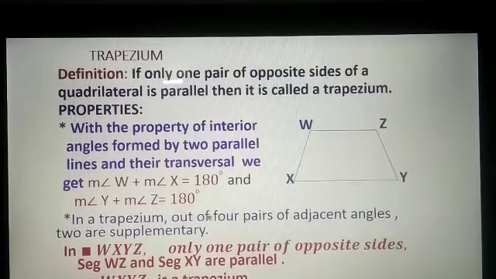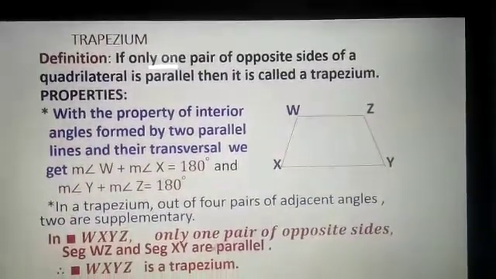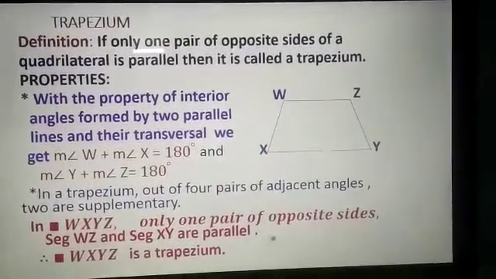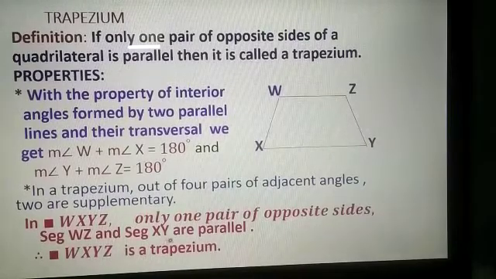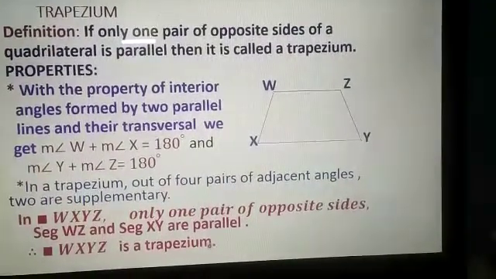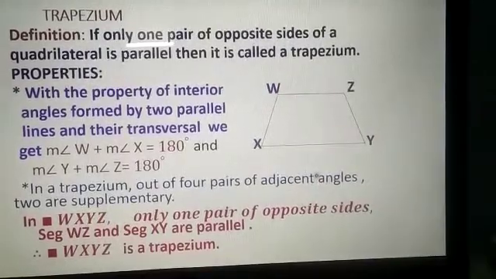So in this trapezium, there are 4 pairs of adjacent angles, but only 2 are supplementary. Which 2? Angle W and angle Z is one pair, angle Z and angle Y is another pair. So in this quadrilateral WXYZ, only one pair of opposite sides, that is segment WZ and segment XY, are parallel. That's why quadrilateral WXYZ is a trapezium. Okay.